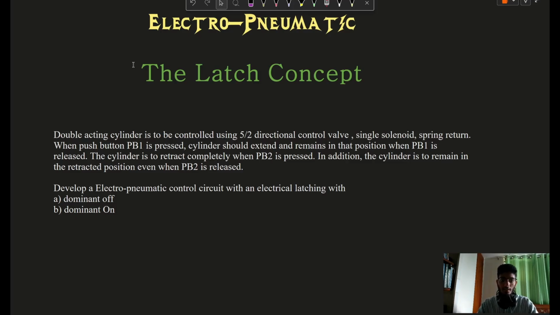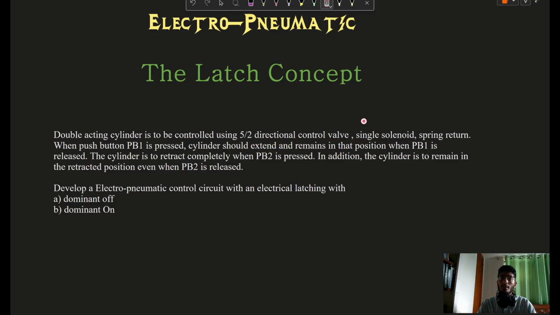So it says that a double acting cylinder is to be controlled by a 5x2 DCV. So obviously, to control a double acting cylinder, we need a 5x2 DCV. And it will be single solenoid and it has to be spring returned. When push button PB1 is pressed, cylinder should extend and remain in that position. So this line is the abnormality. It has to remain in that position.